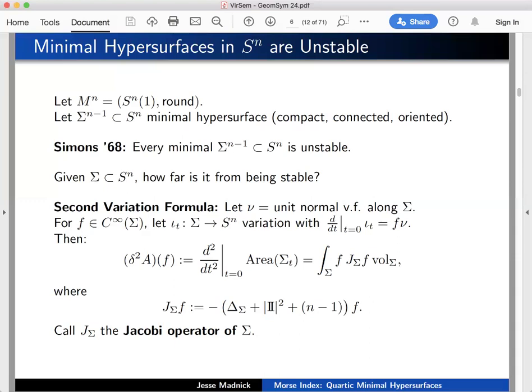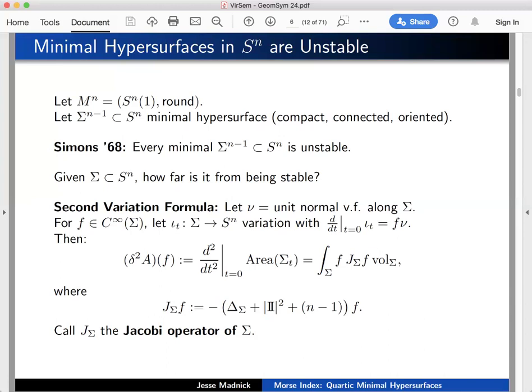It goes like this. Let nu again be our unit normal vector field. And given a function f on sigma, we can consider the variation iota sub t, whose variation vector field is f times nu. Then the second derivative of area at time t equals 0 is given by the integral of f J_sigma f, where J_sigma is what's called the Jacobi operator. This is a second order, strongly elliptic operator.